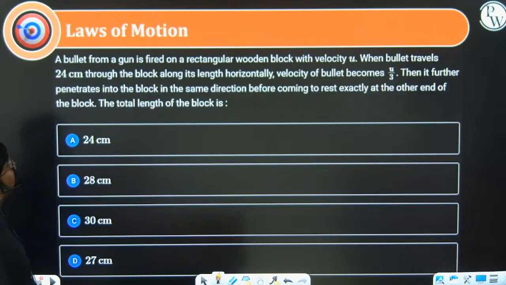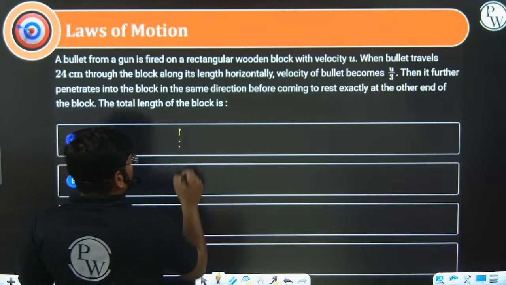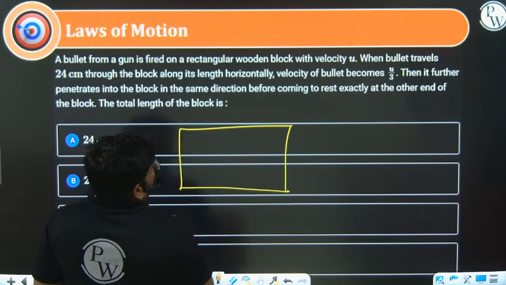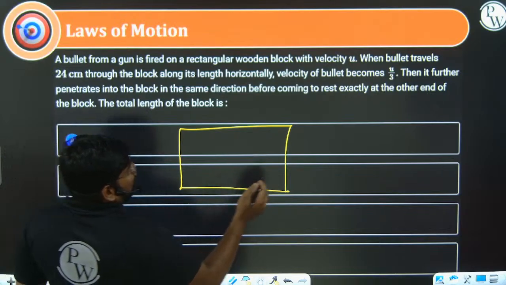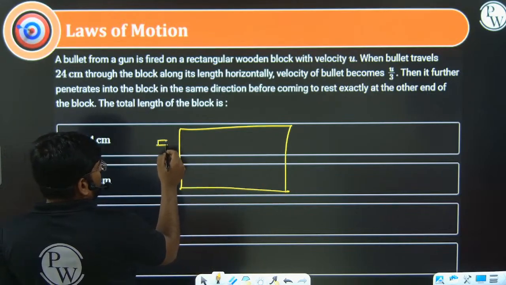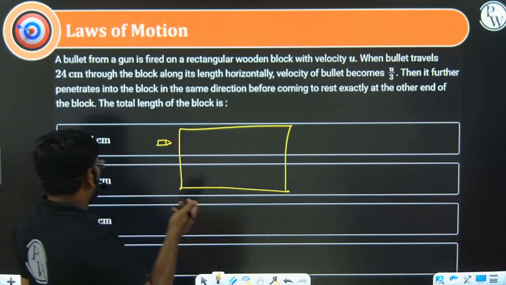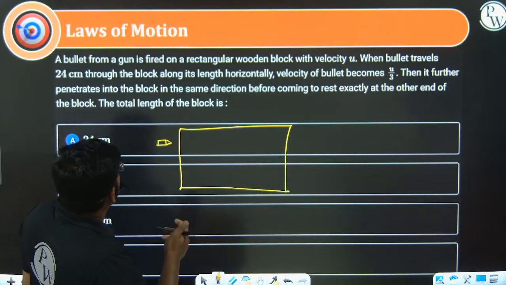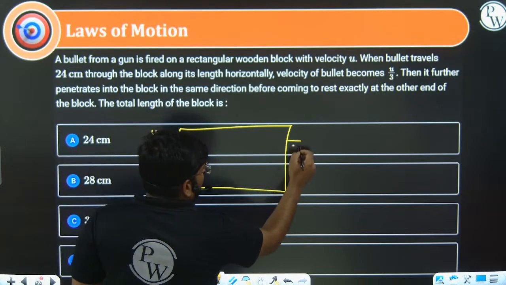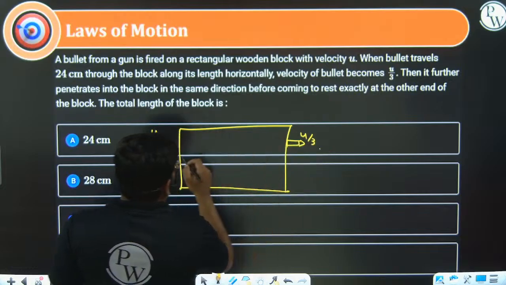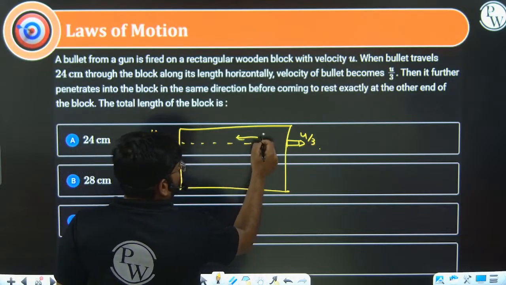Now a bullet from a gun is fired into a rectangular wooden block with velocity u. The bullet travels 24 centimeters into the block along its length horizontally and its speed becomes u by 3. This is a wooden block, and a bullet hits it. This is actually a kinematics question, not loss of motion. The bullet is entering and coming out, with what speed? U by 3 it is coming out. So during this, what happened? It was decelerated.